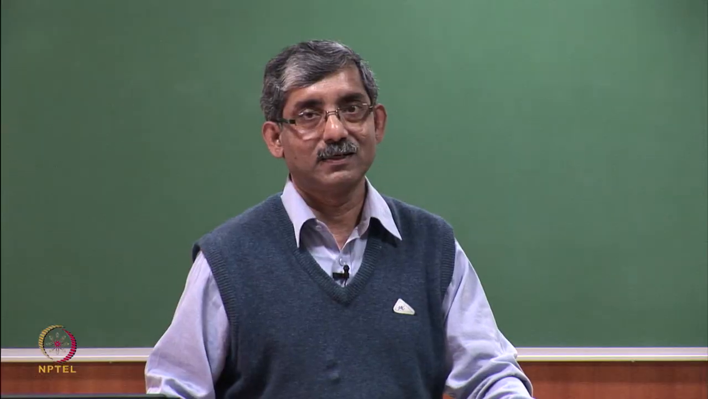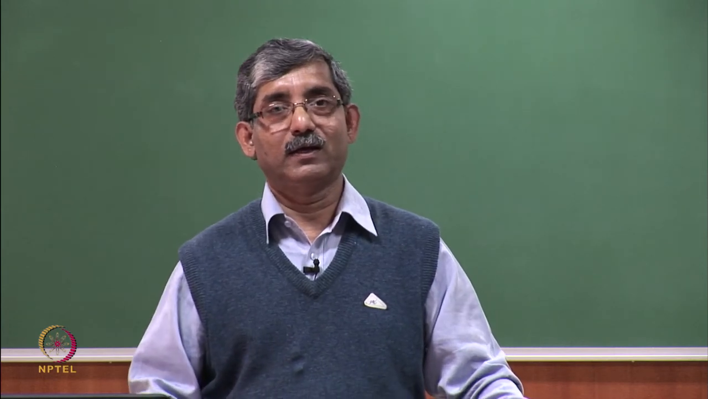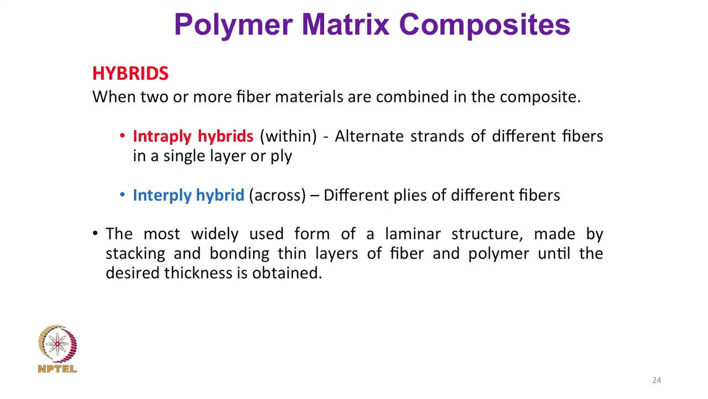These are actually placed in different ways. Depending on their placement, we can subdivide this hybrid polymer matrix composites into interply hybrids within and interply hybrids across. Within means alternate strands of fibers in a single layer or single ply, that is called within. And here across means different plies of different fibers.